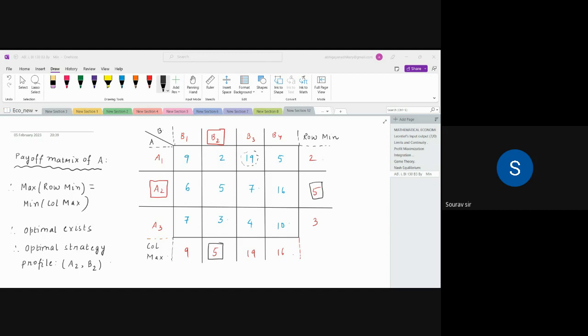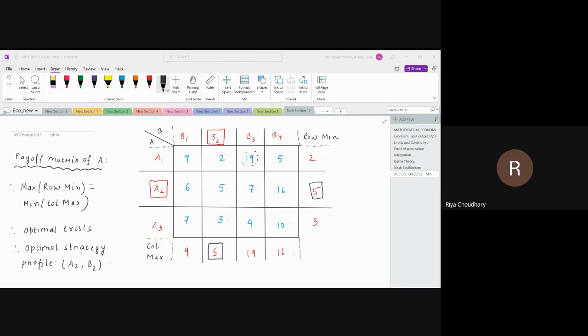the moment he plays B3, he knows that optimally he should play A1 and he will get a 19, right? But think rationally: player 2 being a rational player, will he play B3? Yes or no? What do you think? If you can reply.